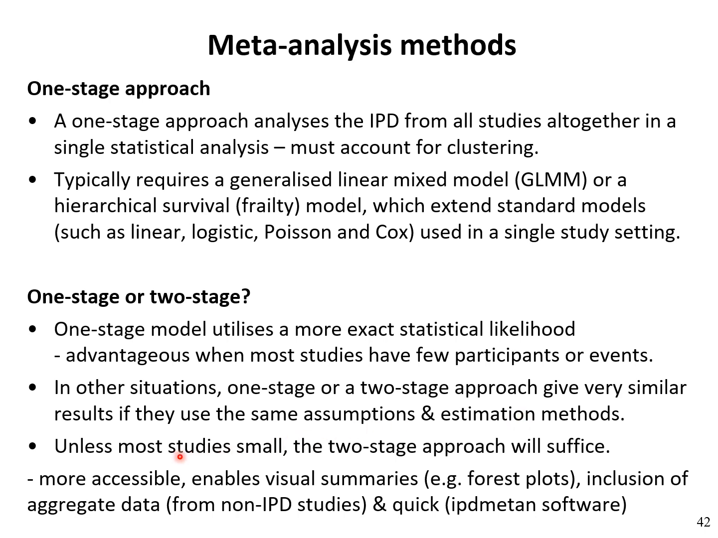Generally, I recommend using a 2-stage approach because this is very familiar. It will give you some clear visual summaries such as forest plots. It allows you to include in the second stage aggregate data from other studies that didn't provide you their IPD, and it's generally quite quick. For example, there's a brilliant package called IPD Metan in Stata, which was written by David Fisher from UCL in London, and it's a brilliant package that does the 2 steps for you and produces lovely summary results and forest plots.